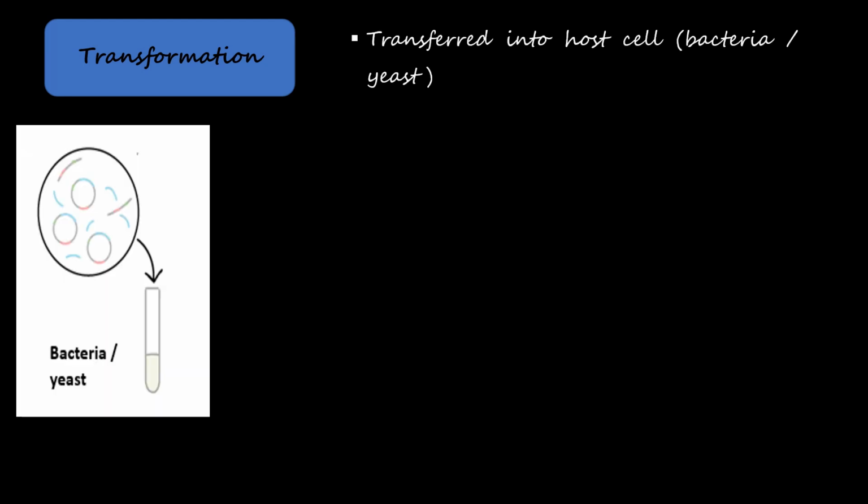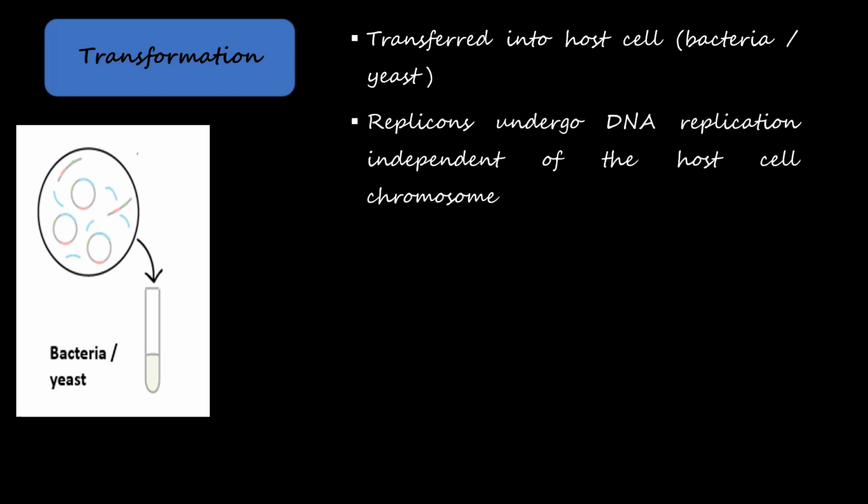The next step is transformation. In this, the recombinants are transferred into the host cell, either bacteria such as E. coli or yeast. This process is called transformation. Then the replicons undergo DNA replication independently of the host cell chromosome.